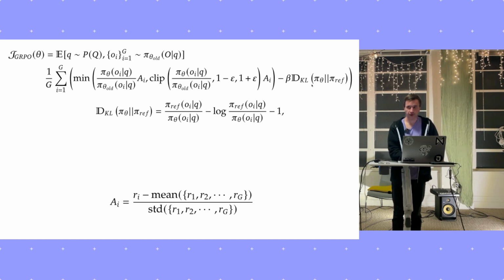Right, and then you subtract KL divergence, like saying, hey, do not go too far from the reference. And their DKL is slightly different. In this particular paper, they don't say why they use this one. Maybe it is explained somewhere.